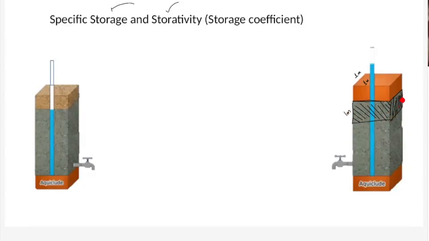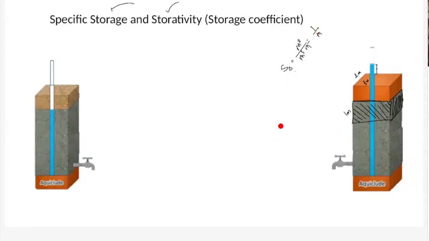ये समझ में आ रहा है कि नहीं? Is this making sense? So if I drop the head by 1 unit, then whatever water is released from this volume is called as specific storage. ठीक है, मतलब volume of water released per unit volume of the aquifer per unit drop in head. So this becomes a dimensionless quantity. No, this becomes 1 by meter.